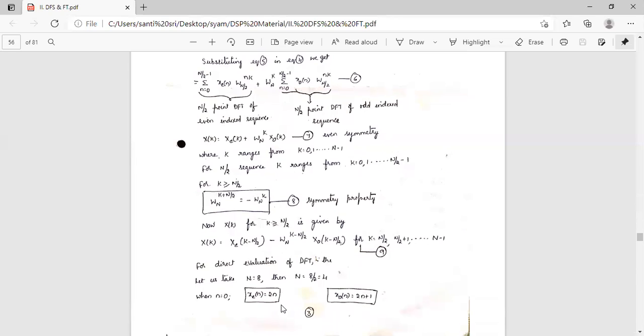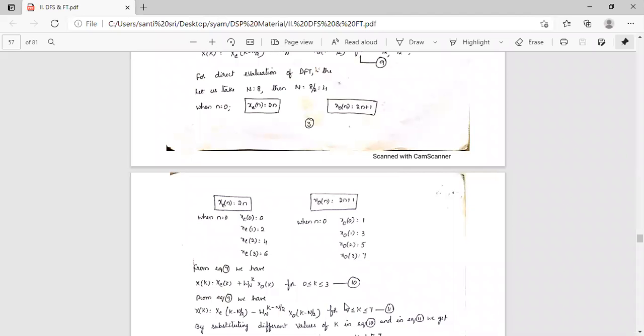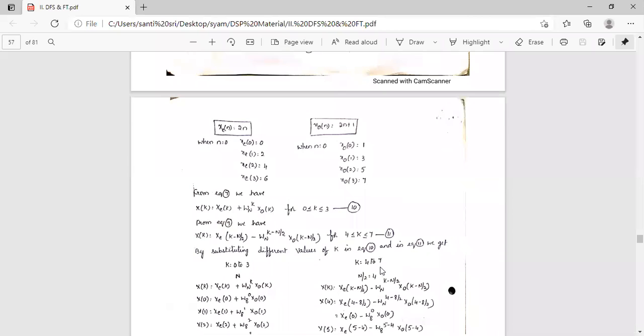So for direct evaluation of the DFT, let us take N as 8. Then it can be divided into even indexed values and odd indexed values. So N by 2, that is 8 by 2, that is 4. So when n equal to 0, xe of n is x of 2n, and xo of n equals x of 2n plus 1. Like that, we will get 4 values for even and 4 values for odd. So for even values, it will become 0 2 4 6. For odd values, it will become 1 3 5 7.